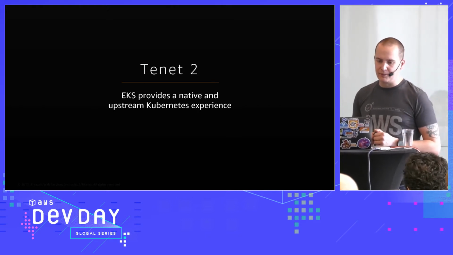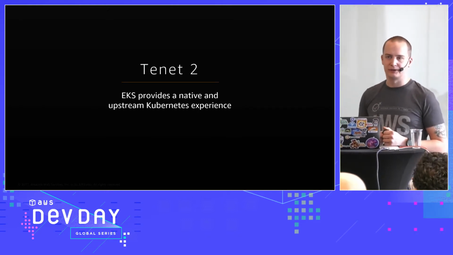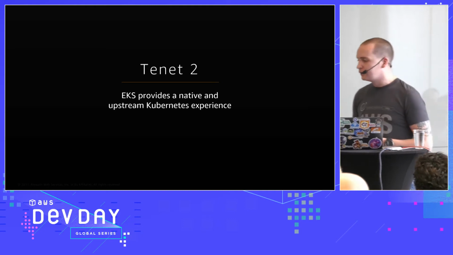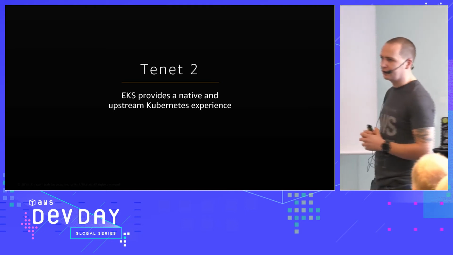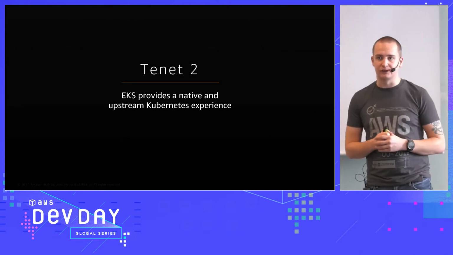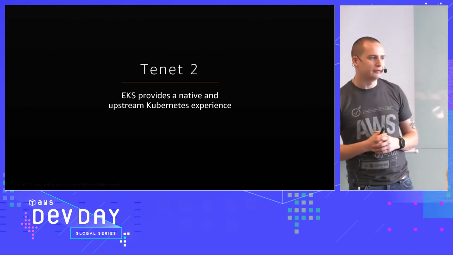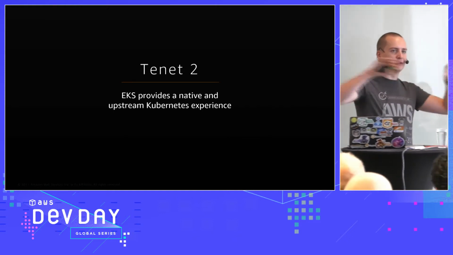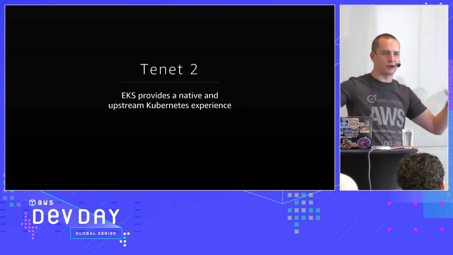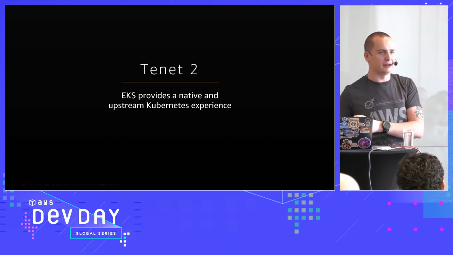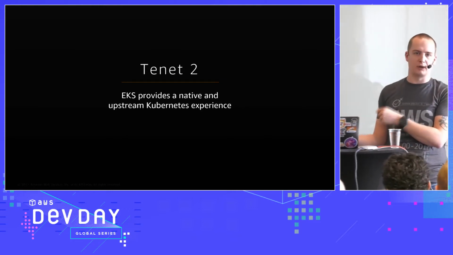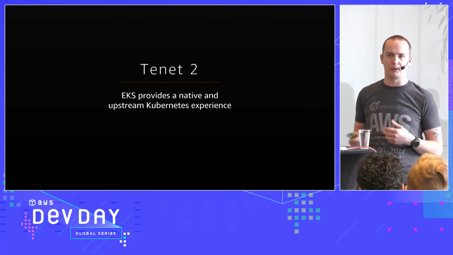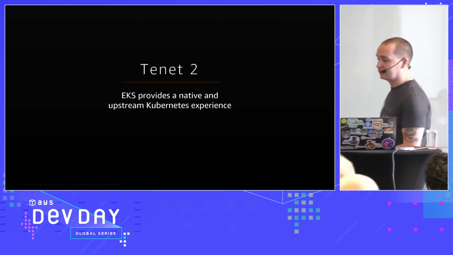Number two, a native upstream Kubernetes experience. A lot of customers were concerned, or certainly when I've been speaking to customers, they say, hey, Amazon, what's going on here? Are you just forking Kubernetes? Are we going to end up with a separate fork of Kubernetes that's got a whole load of Amazon-specific stuff in? And if I want to run my workload in Kubernetes somewhere else, is that going to be a problem? Is that going to be a struggle? The answer is categorically no.